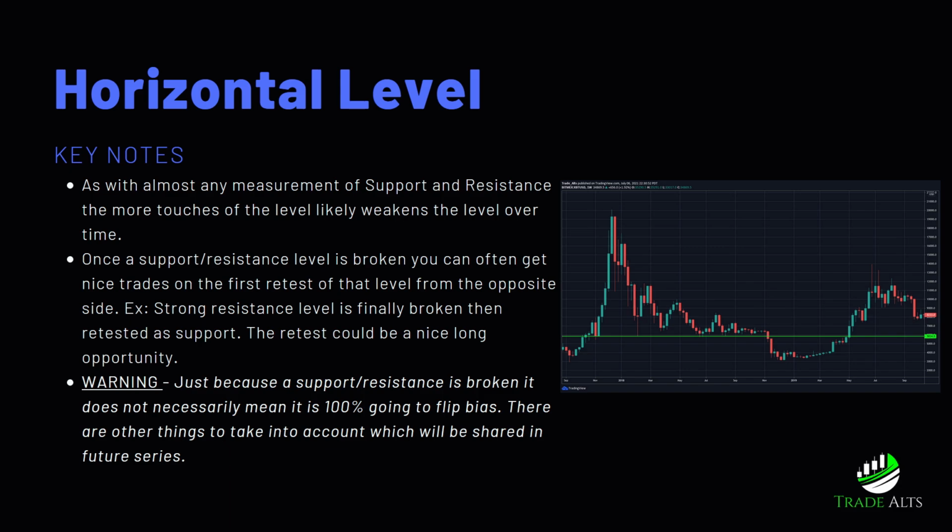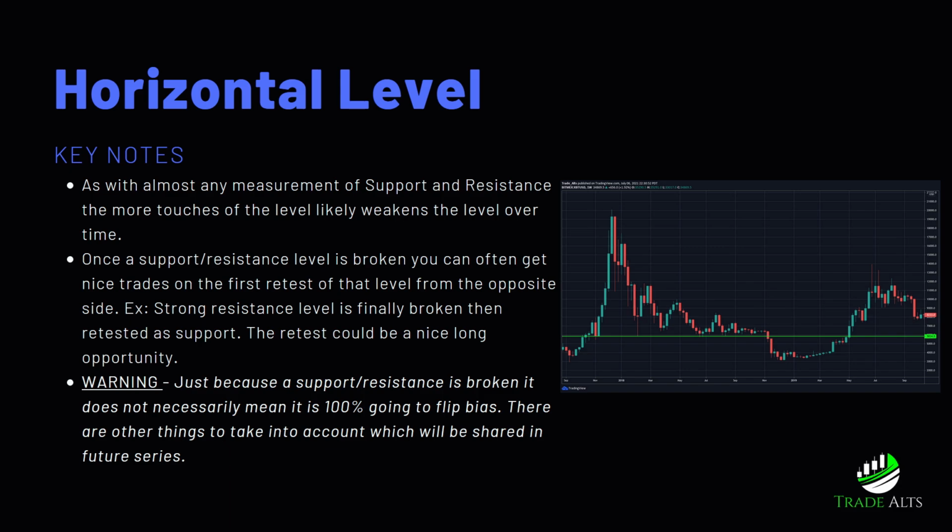And a warning, something to remember. Just because a support resistance level is broken, it does not necessarily mean that it's absolutely going to flip bias. What I mean by that is there are other scenarios. You have swing failure patterns, all types of different things that you have to be on the lookout for. But because this is a beginner's level series, I'm not going to get into all that quite yet. I just wanted to make it clear it's not always black and white. It's not always clear cut, either a yes or a no. There are other things that you have to take into account.